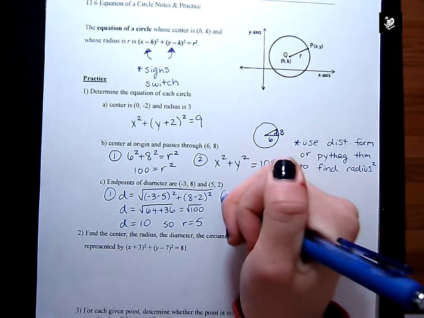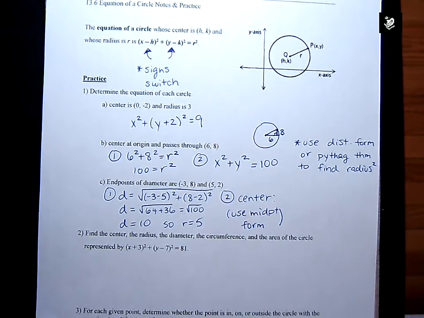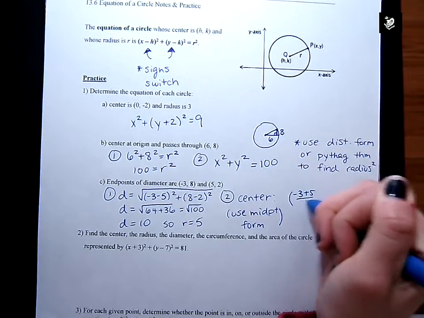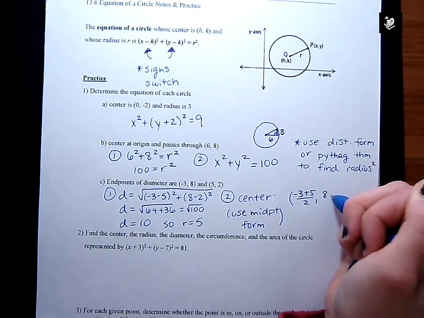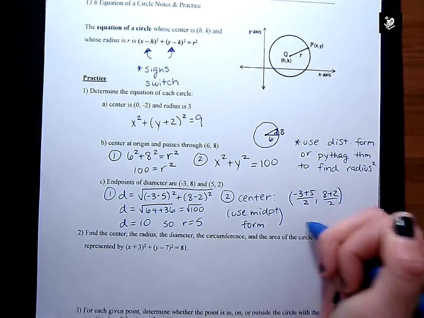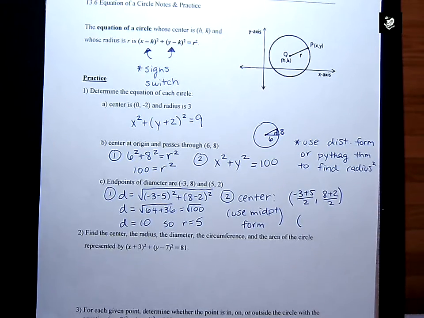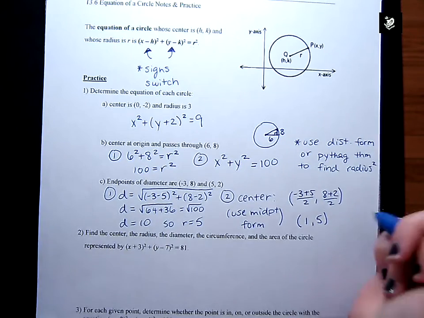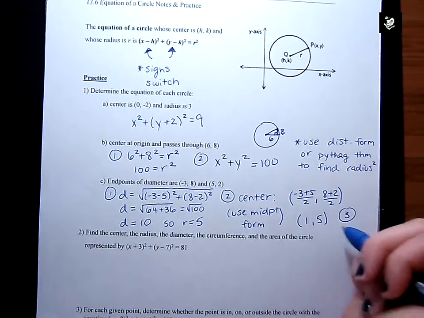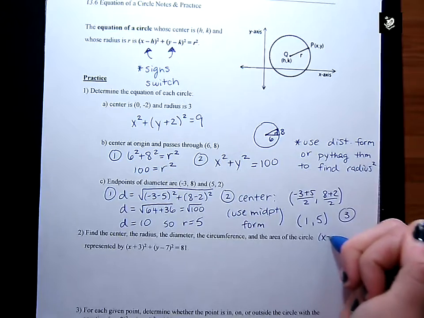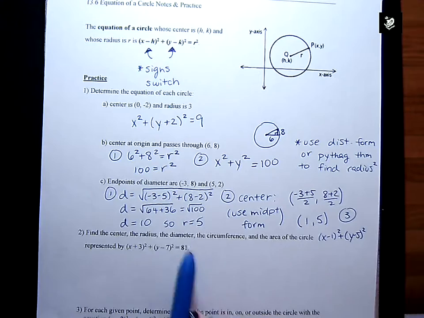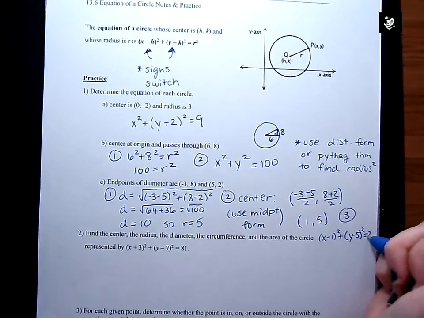Next, I need to find the center of the circle. So to do that, I need to use the midpoint formula. So I can say negative 3 plus 5 divided by 2, 8 plus 2 divided by 2, and we will get the center to be 1, 5. So now the last step is to write the equation. So I'm going to use the center. So x minus 1 squared plus y minus 5 squared equals the radius squared, so 25.